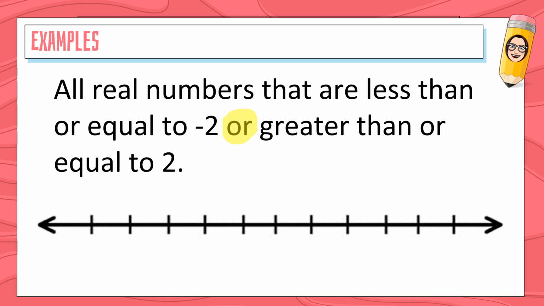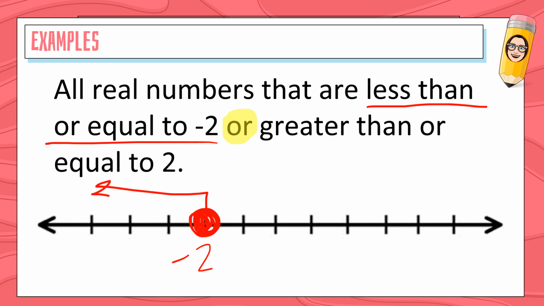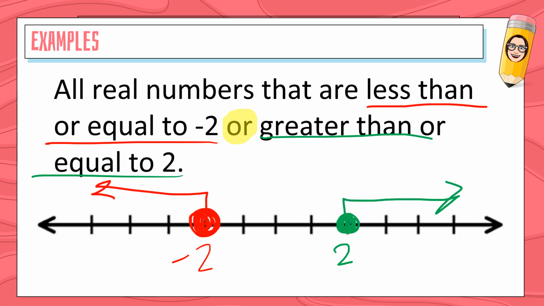Let's start off with our first one. We want all real numbers that are less than or equal to -2. That's solid and left. Second statement says greater than or equal to 2. Solid, right. "Or" means you go left or right.